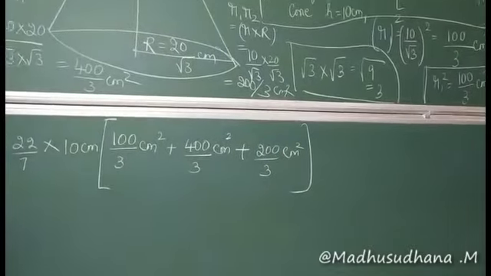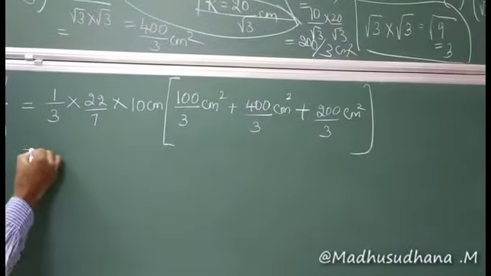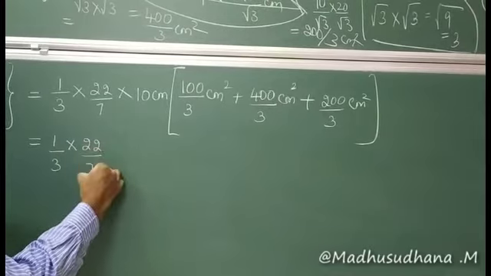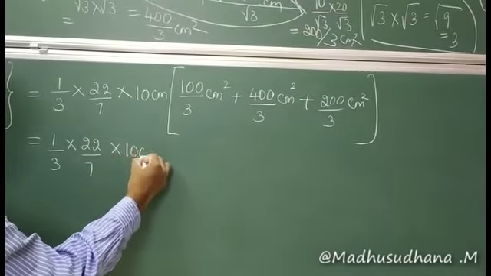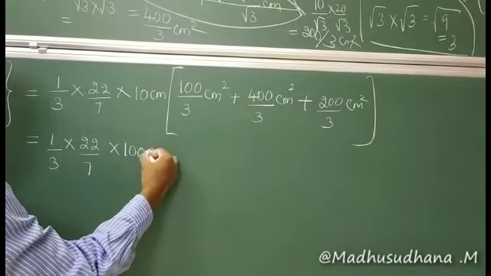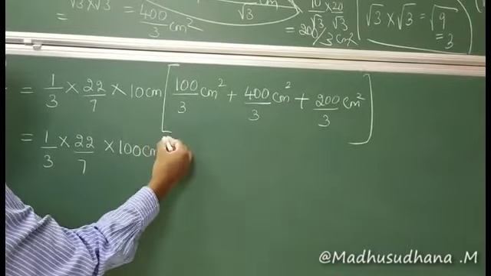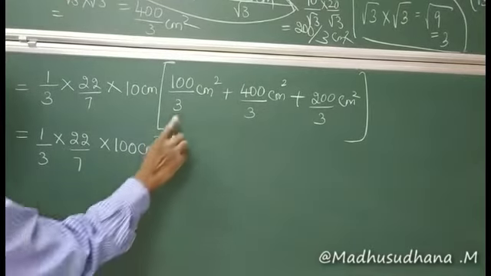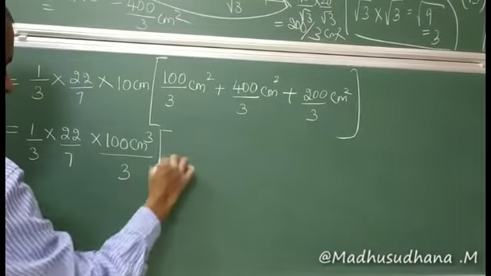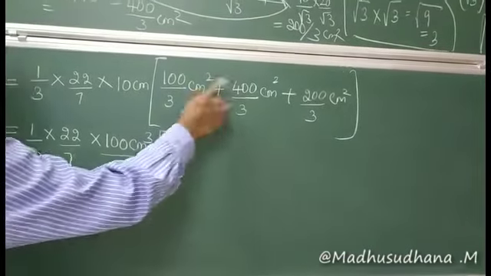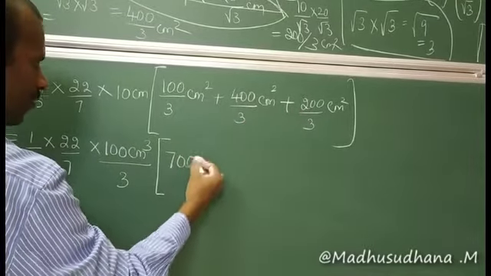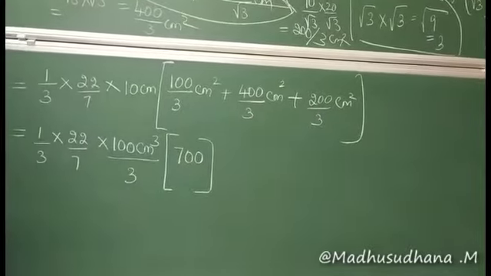Now, how to cancel? This is equal to 1 by 3 into 22 by 7 multiplied with 100 centimeter square. If I take that common, we have 3 as the common denominator, multiplied with the sum 400, 4, 5, 6 and 7, so this is 700.